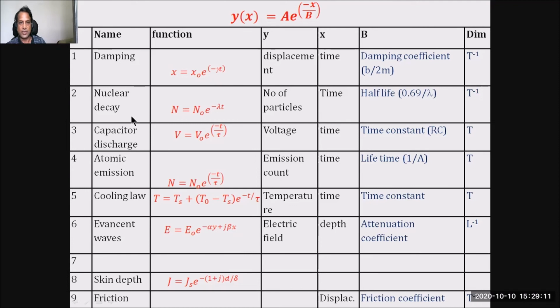Damping coefficient in damping; half-life, it is related to b by 0.69 by lambda. In capacitor discharge, it is known as the time constant. In atomic emission, it is referred to as the lifetime. And 1 by a also has a name, transition probability. And in evanescent waves, it is the attenuation coefficient, and in friction, it is the friction coefficient. So the dimensions of b will be either related to time or length, depending on the way the function is written. It is either time or inverse time, length or inverse length.